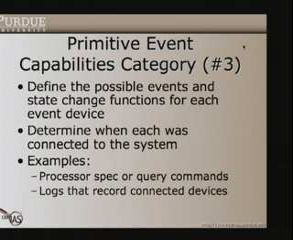The third category. The previous category basically defined the storage capabilities, now we can define the actual event capabilities of the system. So again, we examine the event devices, find out what events they can cause, what their state change functions are, and then try to determine which ones are connected at each time. The way we do this is basically by the specs of the processor, querying the processor to see if it returns the list of commands, and then logging that to find out when they're connected. We may use logs again to find out when they're connected.